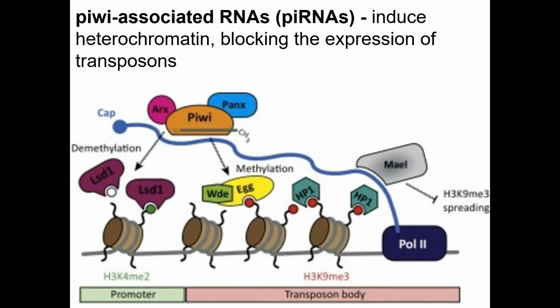Piwi-associated RNAs, these RNAs that we have DNA that codes for them, right? They can induce heterochromatin, so they can take a transposon and make it bind up tightly with its proteins and not get expressed, with its histones. Sorry, that's the word I wanted.